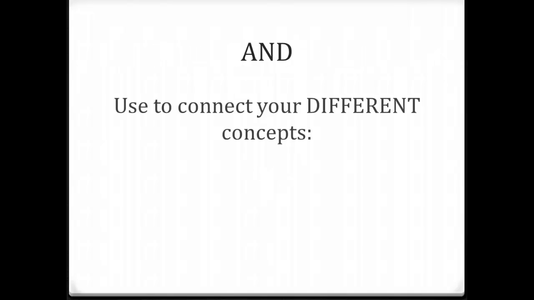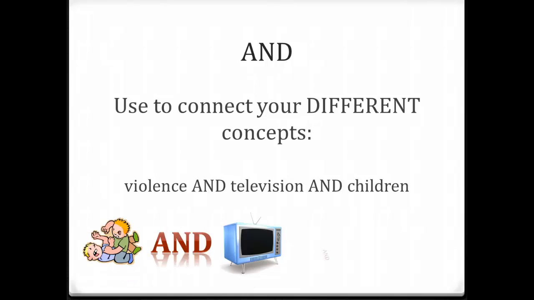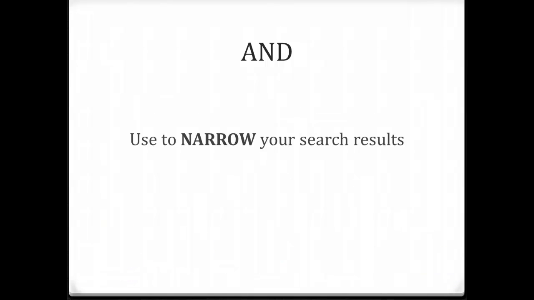AND is used to connect your different concepts together. So when you're researching the question, how does violence on television affect children, you would enter into the database violence, television, and children. This tells the database that you only want results that talk about all three things. That means that any resource that shows up in your article will mention violence, television, and children, not just one or the other. Thus, AND works to narrow the amount of results you will get.